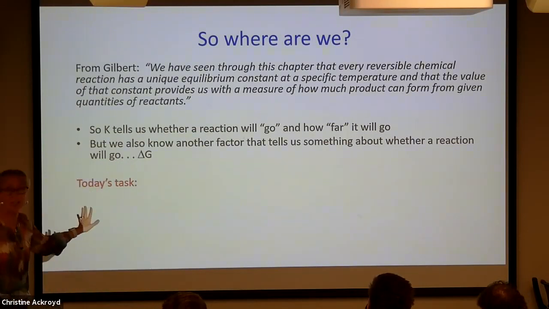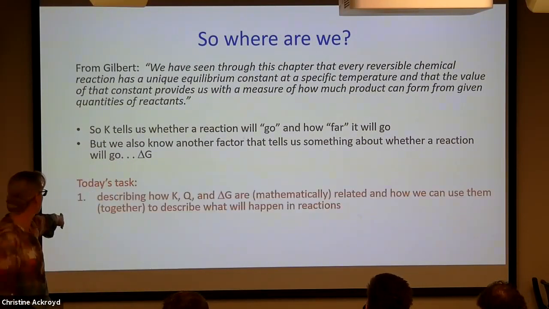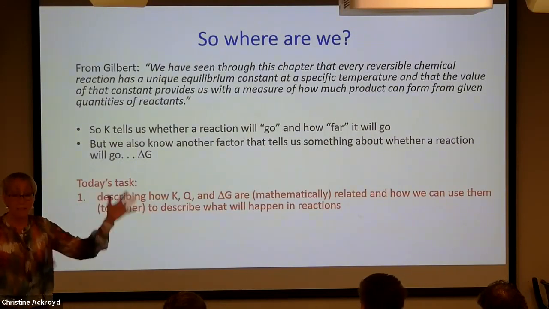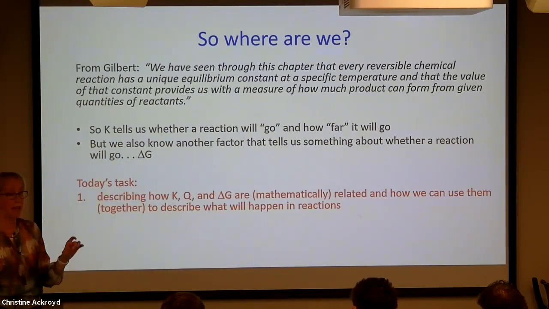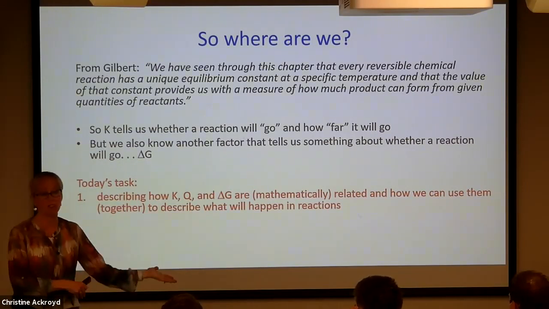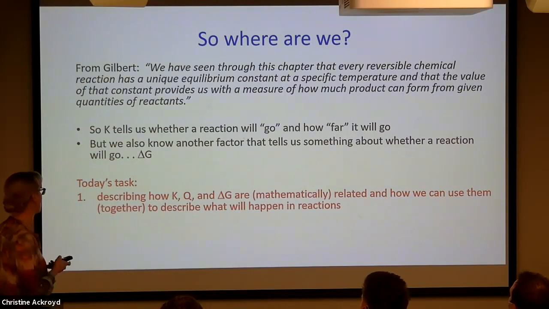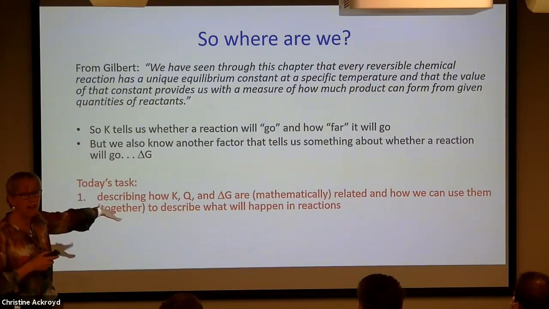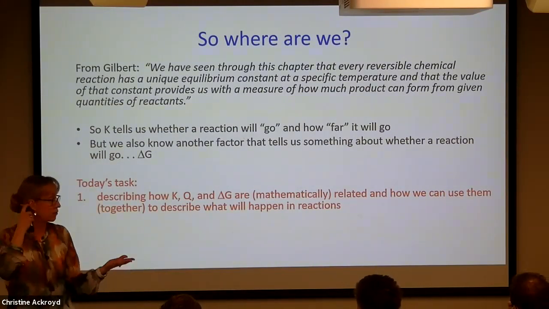Okay, so what are we here today to do? We conceptually have talked about how Q and K and delta G tell you something about what's going to happen. Is the reaction going to move forward? Is the reaction going to move backwards, right? And you use the K value to calculate what your final concentrations will be at equilibrium.